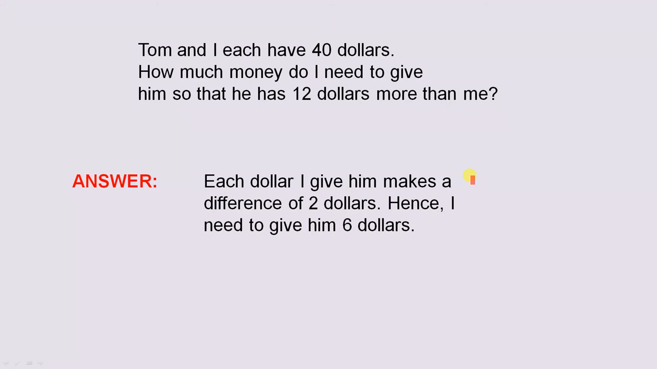Each dollar I give him makes a difference of $2. So if I give him one, there's a difference of $2 because he's got one more and I've got one less. If I give him $2, that's a difference of $4. So if I give him $3, that's a difference of $6. So if I give him $6, that will be a difference of $12. So the answer is $6.